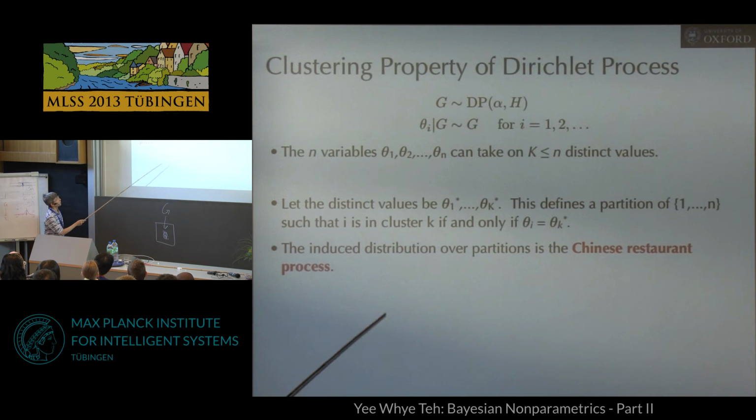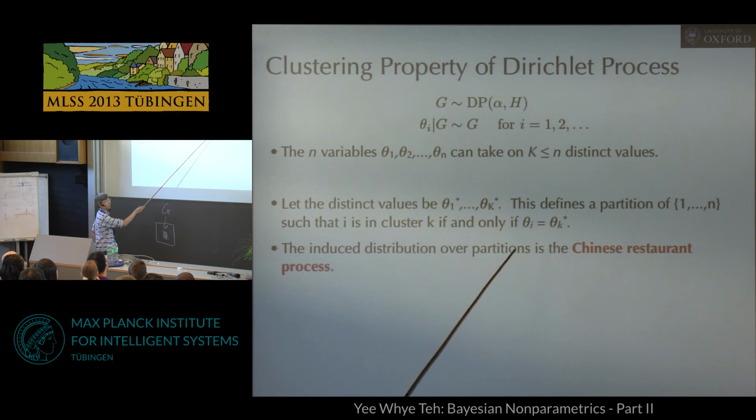And if we define the distinct values to be θ1 star to θk star, then this actually defines a partition such that i is in cluster k if and only if θi takes on value θk star, okay? And this induces a distribution over partitions, which you could show is exactly the Chinese restaurant process.